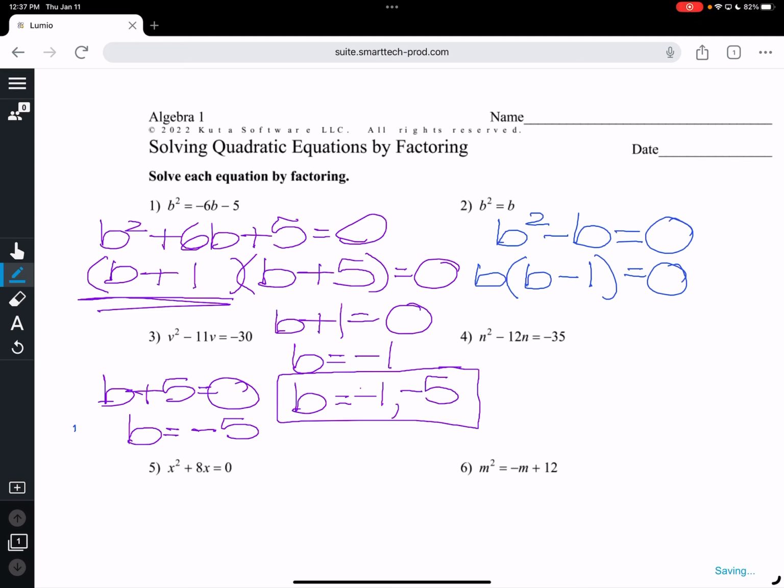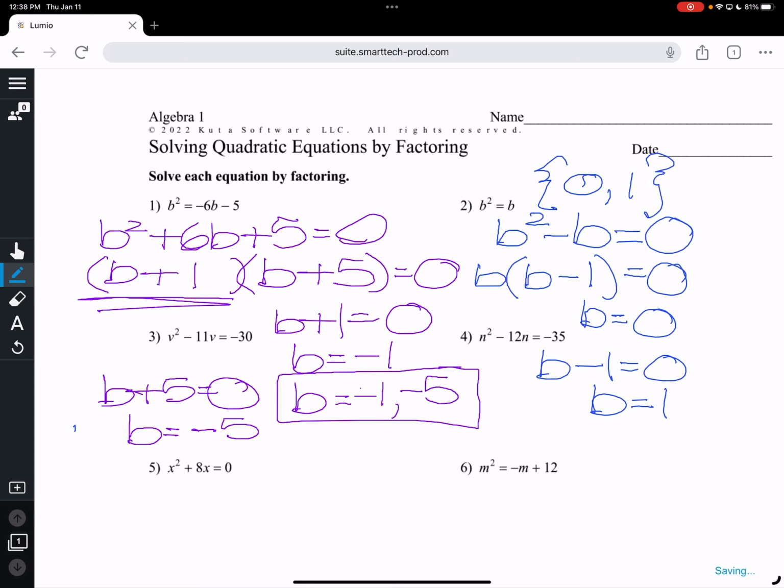All right, we still have 2 factors. This is our greatest common factor, and then we have the parenthesis work. So we take each and make them equal to 0. So b equals 0. Well, that's an option. And then the b minus 1 becomes b equals 1. So our solution for number 2 is going to be 0, 1. And if you think about it, 0 squared is 0. And what's 1 squared?